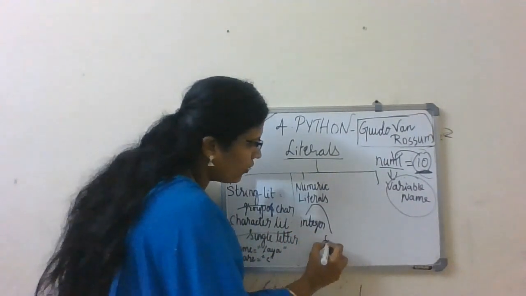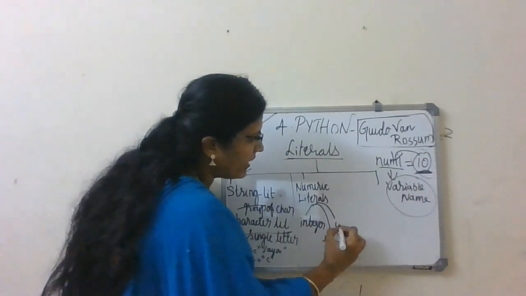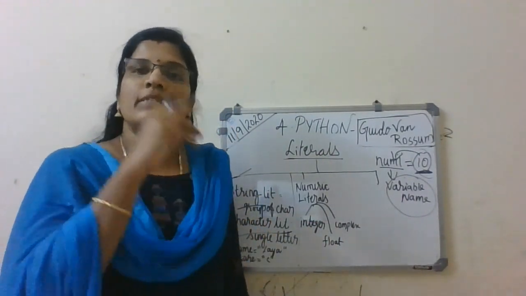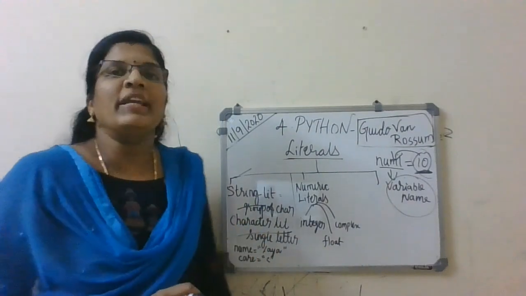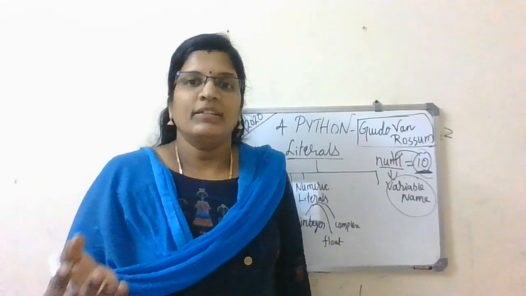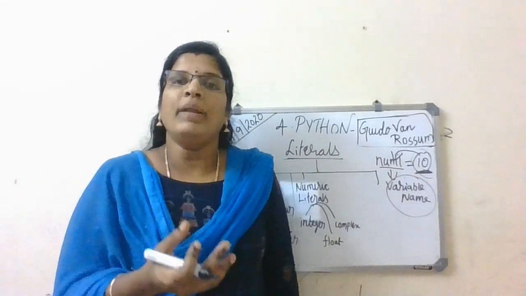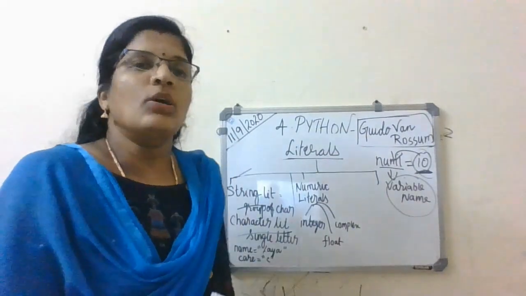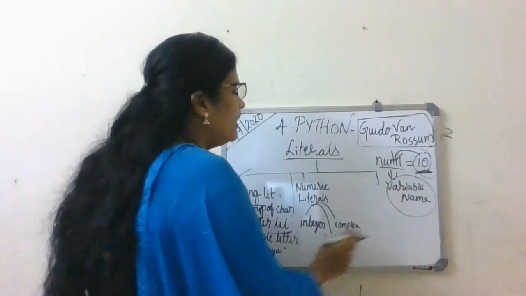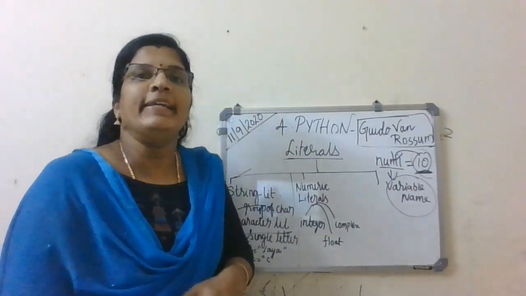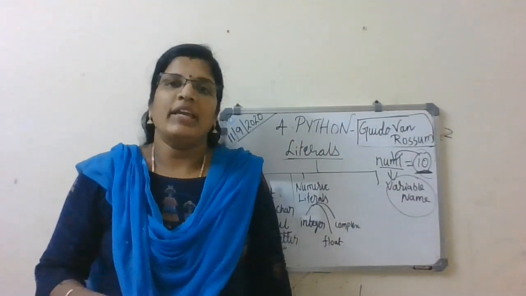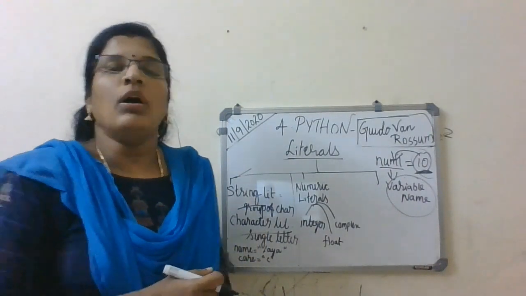Another one is float, and the third one is complex. Integer means it's a whole number. Float means it's a decimal number, like 3.5, 10.28. These are called floating numbers. And complex is another type of number. So in numeric literals you can assign data to a variable in these three ways: either an integer, a float, or a complex value. Got it?